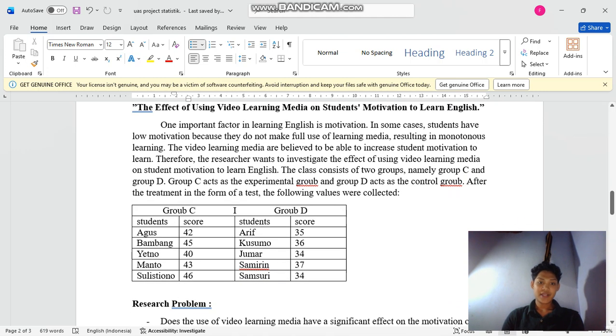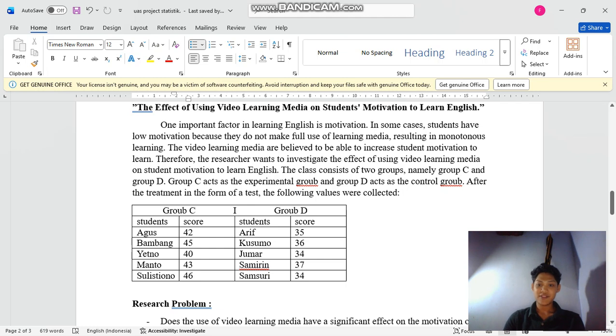For the background, one important factor in learning English is motivation. In some cases, the students have low motivation because they do not make full use of learning media. The result is monotonous learning. Video learning media are believed to be able to increase student motivation to learn. Therefore, the researchers want to investigate the effect of using video learning media on student motivation to learn English.